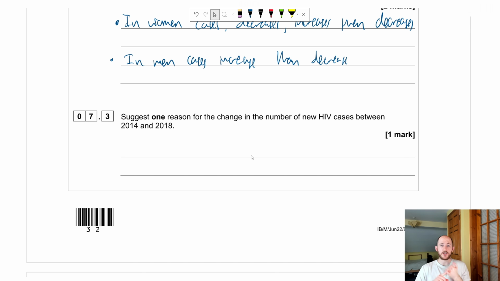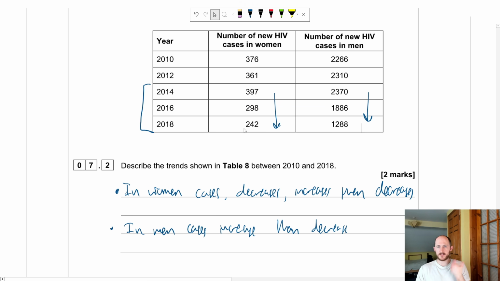1, better education. So maybe sex education got better in schools, so people are more aware and so they're more protected. So better education about it to prevent the spread. Perhaps condoms are more easily accessible. That's another thing. New or better drugs to help prevent HIV or spreading HIV, so being able to treat it. And better testing. So if people are tested and identified, then it prevents the spread.